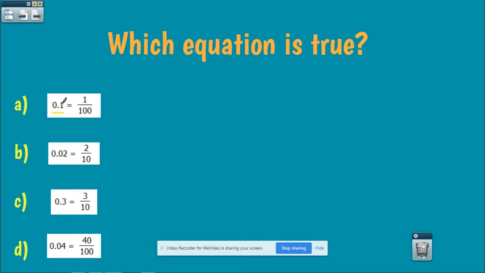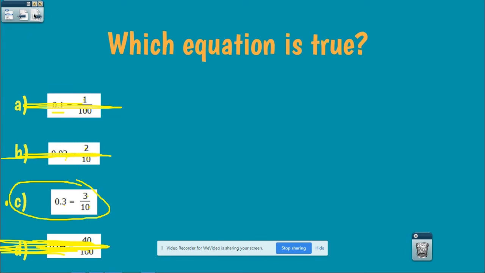I'm going to say the decimal out loud. 1/10. Not that one. Let's try this one. 2 hundredths. Not that one. 3 tenths. All right, looks good. I'll put a little dot. 4 hundredths. 40 hundredths. Ooh, that's a tough one. Let me say it out loud again. 4 hundredths. 40 hundredths. Not quite. The hundredths part was right, but the 4 part was wrong. C is your correct answer.